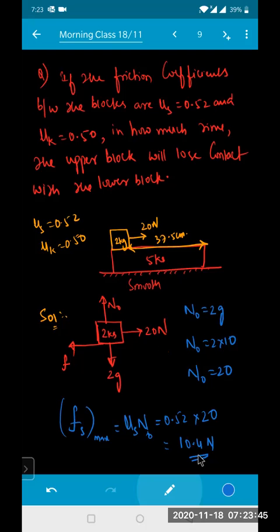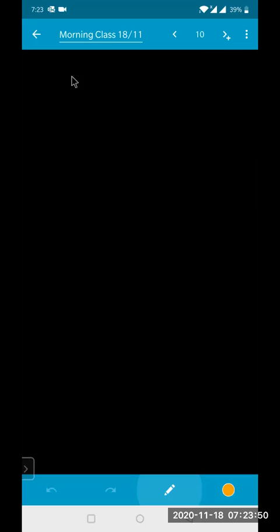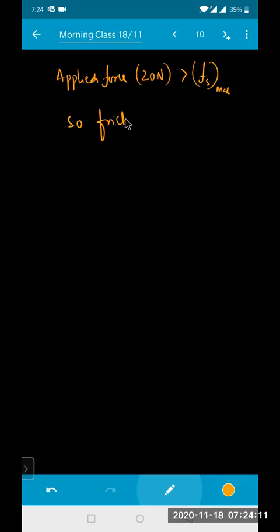That we need to check first. So the applied force of 20 Newton is greater than the limiting friction. So the friction between the blocks will be kinetic.